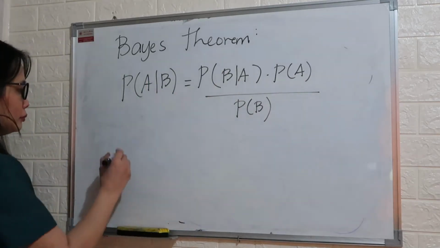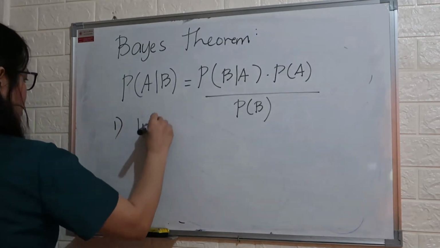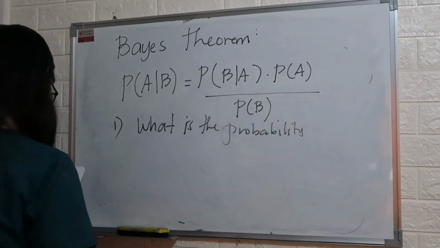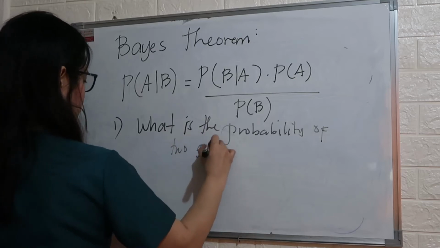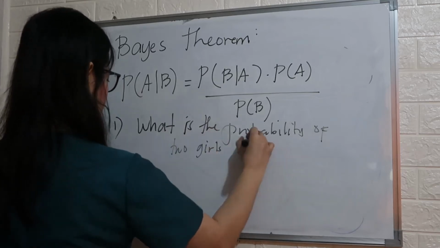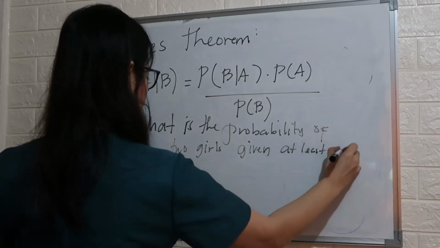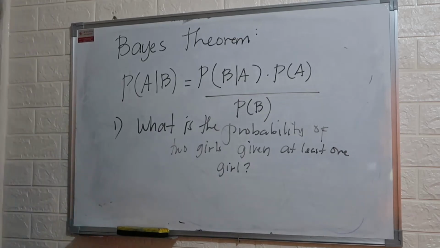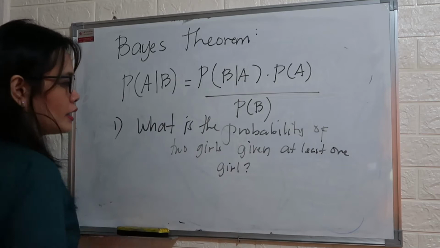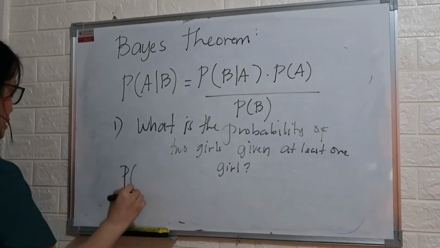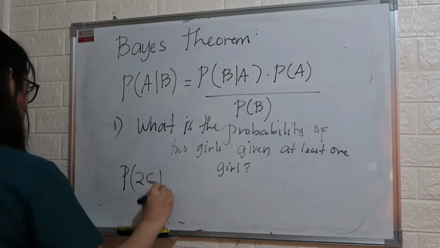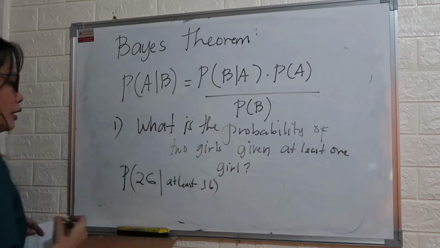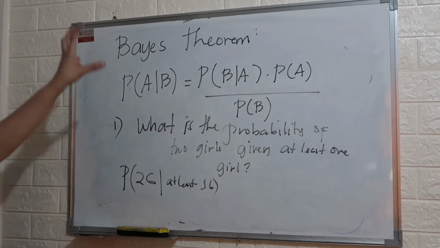So for example, what is the probability of two girls given at least one girl? So the probability of two girls given at least one girl. So how do we rewrite that using Bayes' theorem?